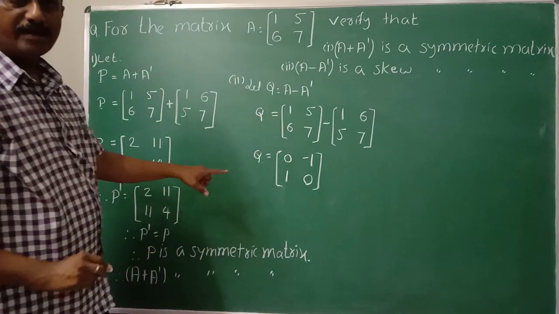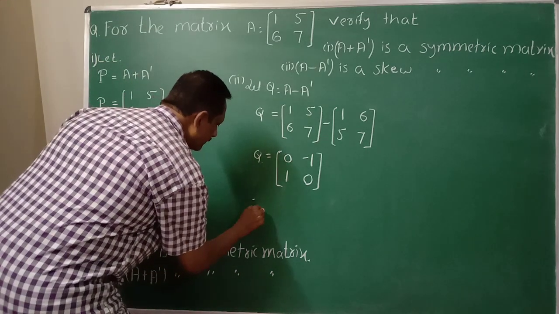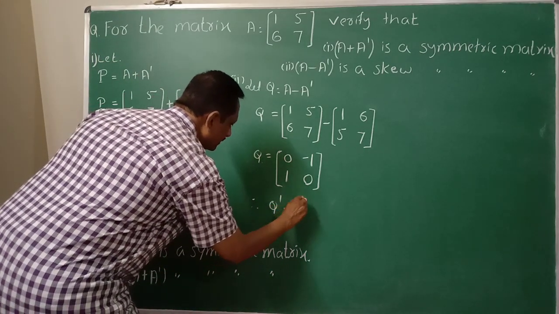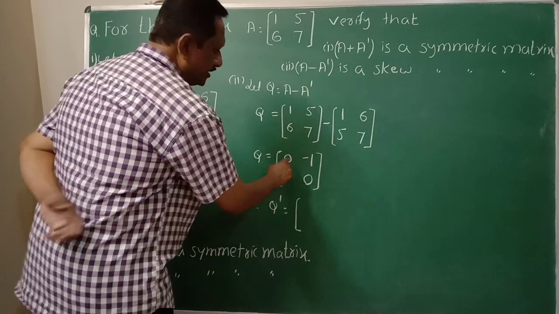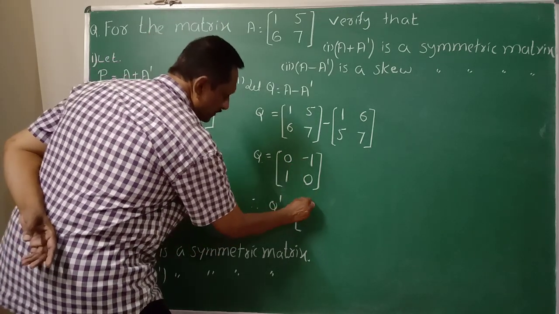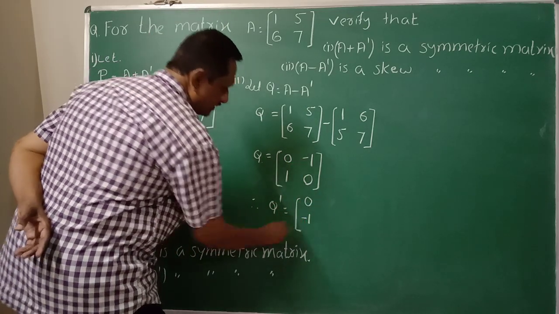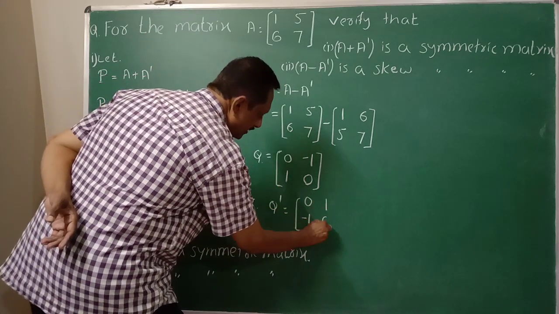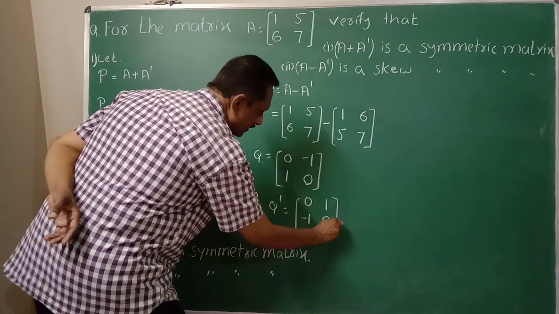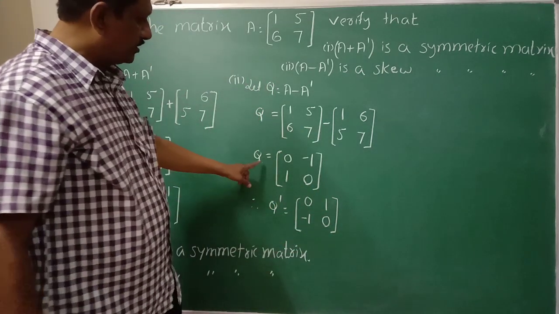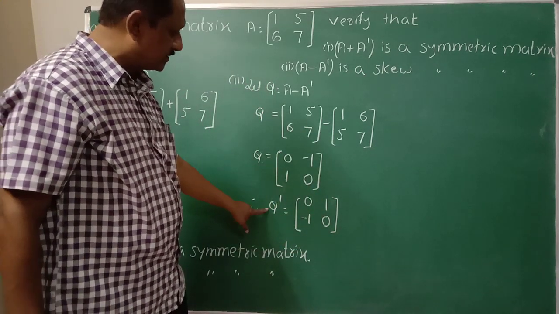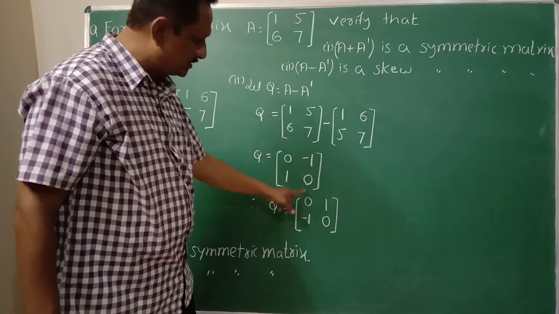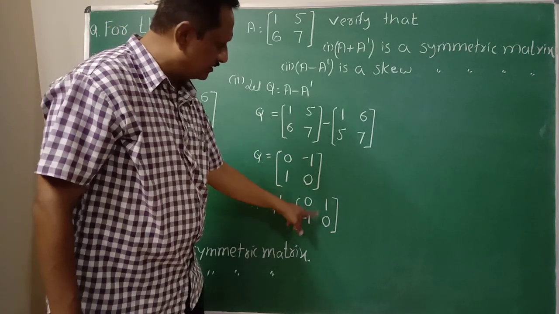Then find its transpose here. Therefore Q dash is equal to 0, minus 1 written in the column, 1, 0 written in the column. Okay. So Q is this matrix here. Then Q dash is the transpose of this one: 0, minus 1 in the column, 1, 0 in the column.